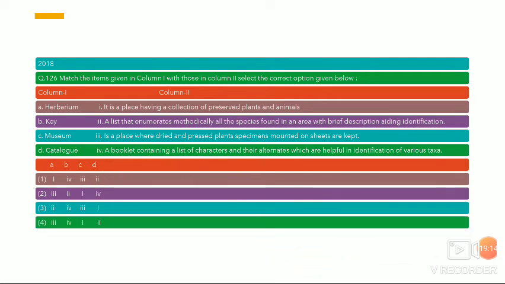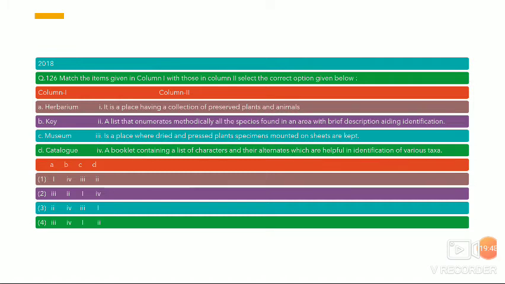So as we know this, that herbarium, it is a place where dried and pressed plant specimens mounted on sheets are kept. So two options are these, that 1 and third. Then let's move to B, key. Key is a booklet containing a list of characters and their alternates which are helpful in identification of various taxa. So this is also in both for three options, 1, 3rd and 4th.